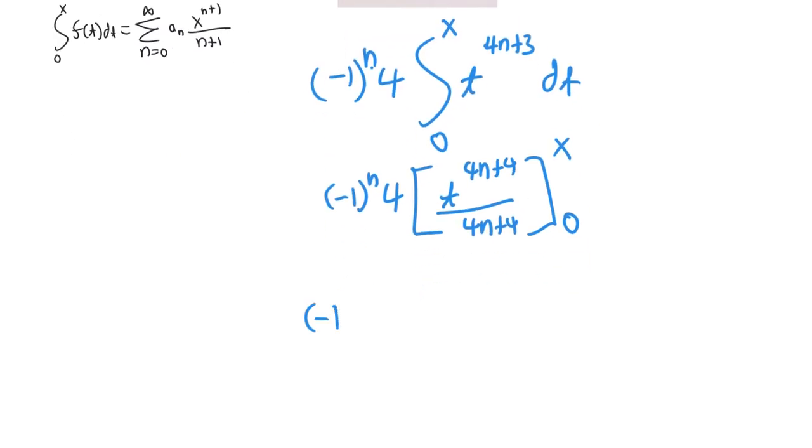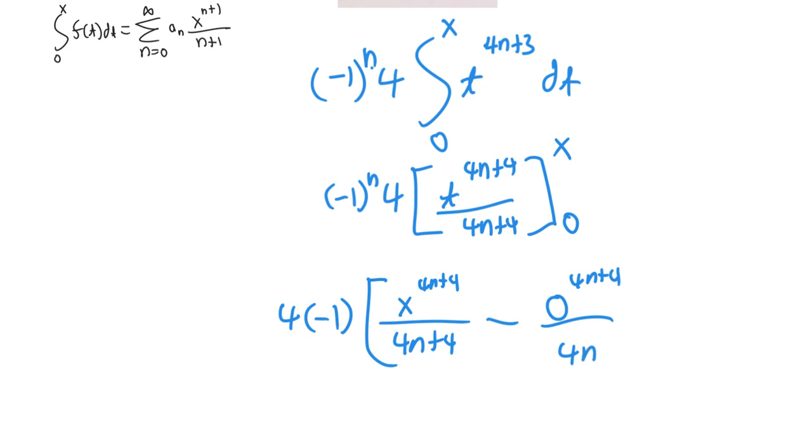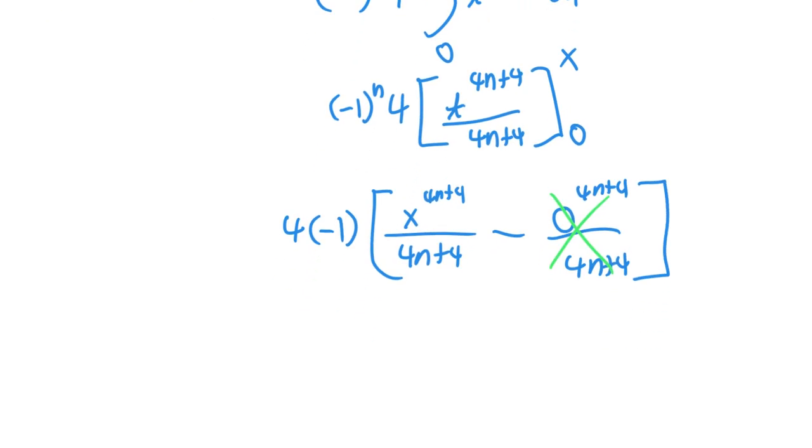Now, keeping that coefficient out front, we'll put the 4 out front this time. You would substitute x in there, right? In for t. So we would have x to the 4n plus 4 all over 4n plus 4 minus 0 to the 4n plus 4 all over 4n plus 4. Now, I think my student watching acknowledges that this would just be gone, and that should be an n. So we have 4 to the negative 1 n, and then you have this, right?